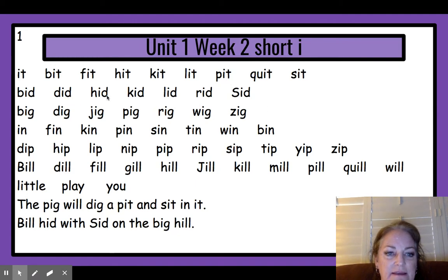Id, id, id. Okay, so these are the id word family words. Okay, stretch the word, then read. Bid, bid, bid. Did, did, did. Hid, hid, hid. Kid, kid, kid. Lid, lid, lid. Rid, rid, rid. Sid, sid, sid. Okay, let's read the line two times.